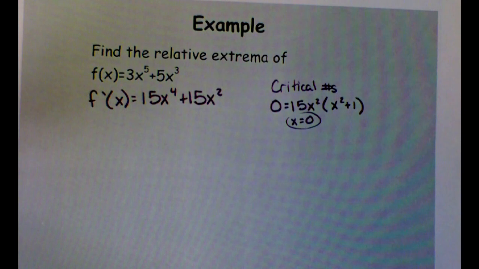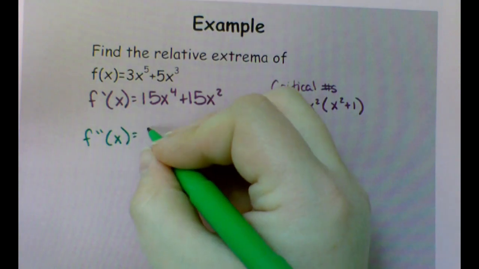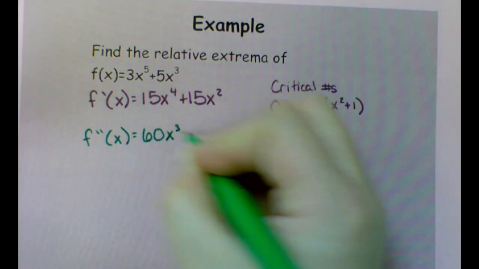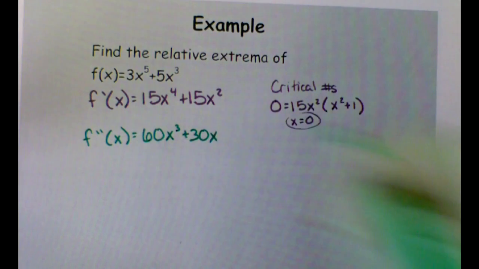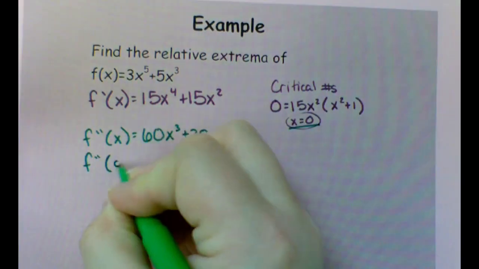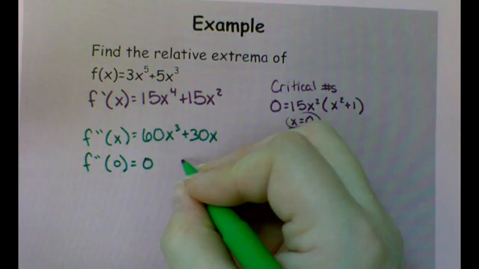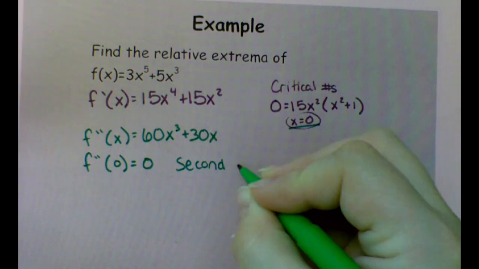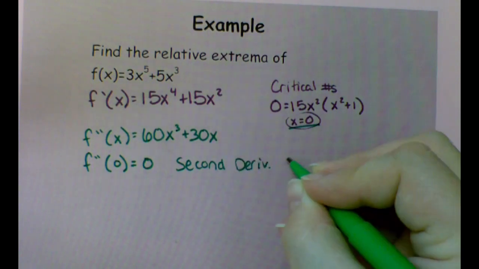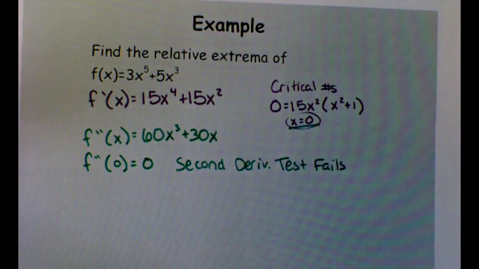Then, if we're using the second derivative test, we need the second derivative. f double prime of x is 60x cubed plus 30x. For the second derivative test, we just take this critical number and plug it into the second derivative. The second derivative at 0 is 0. Sadly, on this one, the second derivative test fails. We can't actually use the second derivative test on this one, which stinks.